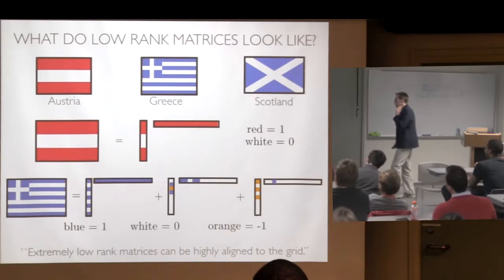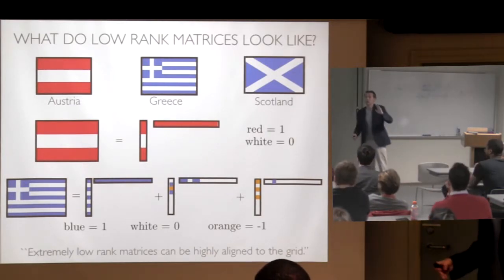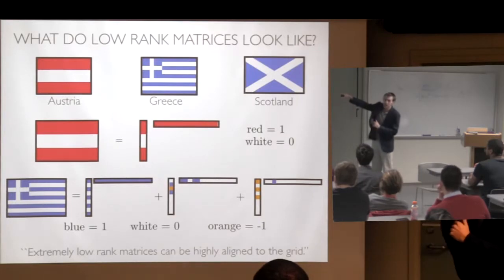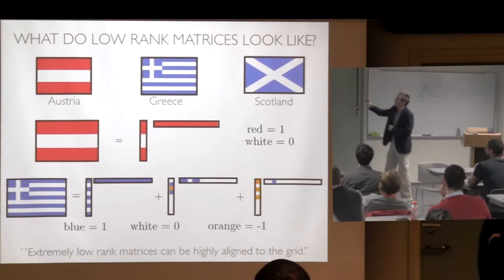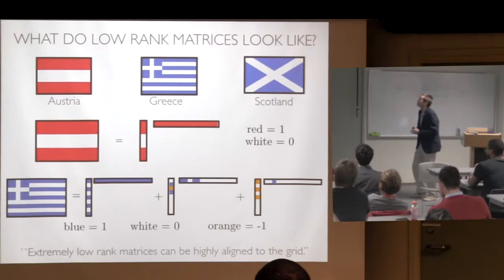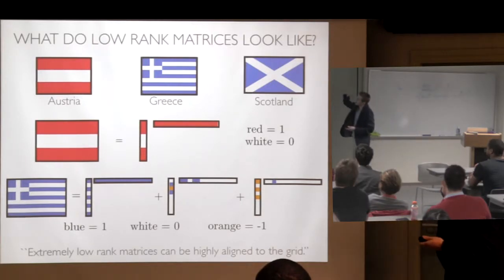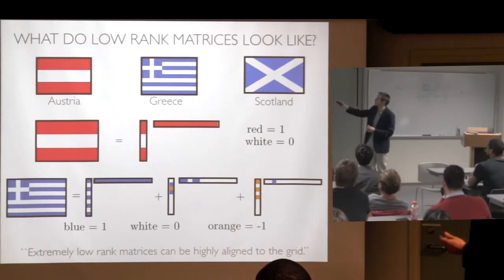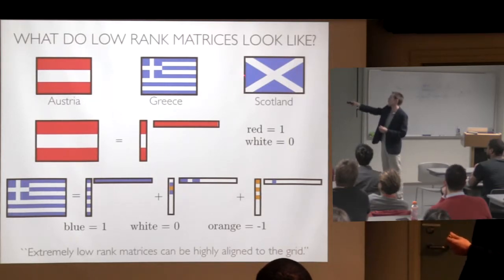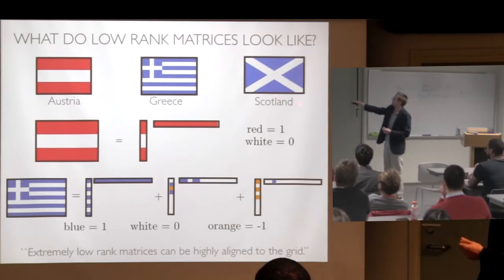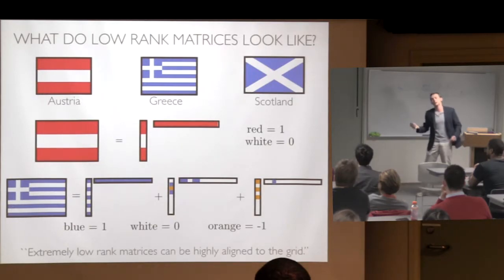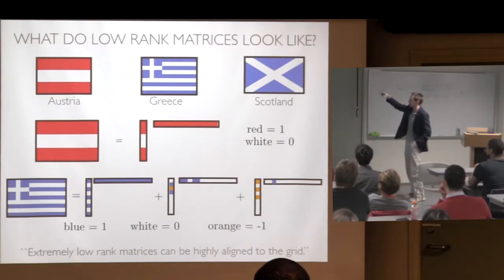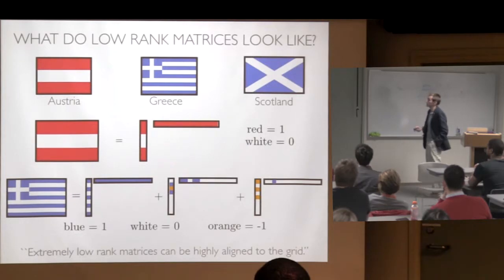So many extremely low rank matrices are aligned to the grid, just as the Austria and Greek flags are. The Scottish flag is almost a full rank, but not quite, because there's symmetry. For instance, the top half of this matrix, all those rows, are the same as the bottom half. And it's the same with the columns. Half the columns are repeated because of the symmetry. So the rank of that is half of the size of the number of rows.